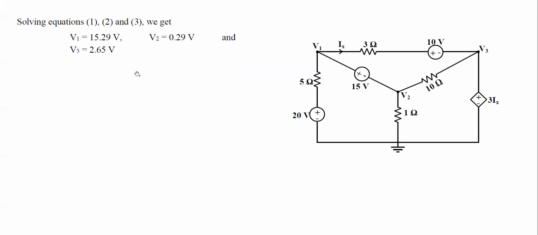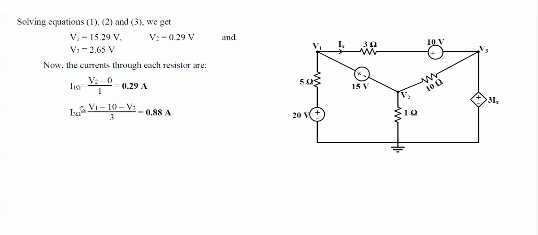After obtaining the values of V1, V2 and V3, we can easily compute the current through each resistor. For example, to compute the current through the 1 ohm resistor, we can simply write (V2 minus 0) divided by 1. For the 3 ohm resistor, (V1 minus 10 minus V3) divided by 3. And for the 5 ohm resistor, the current can be either V1 minus 20 or 20 minus V1.